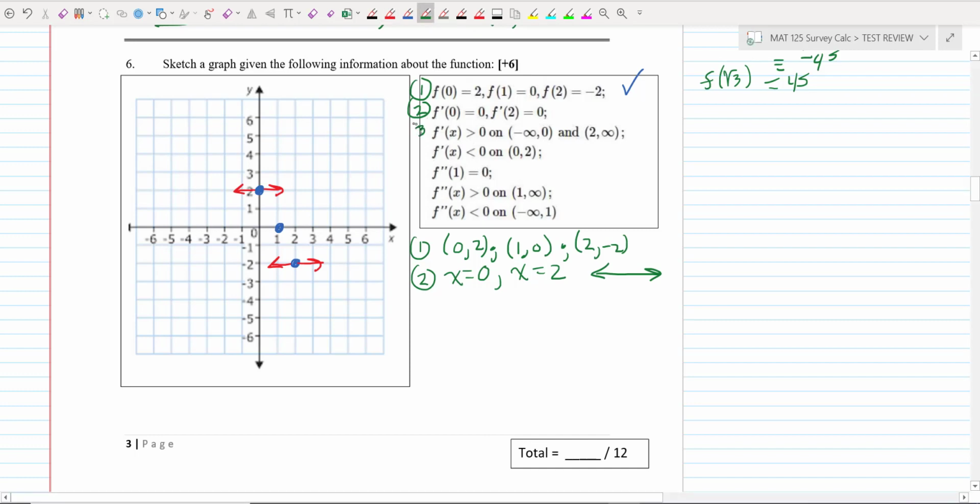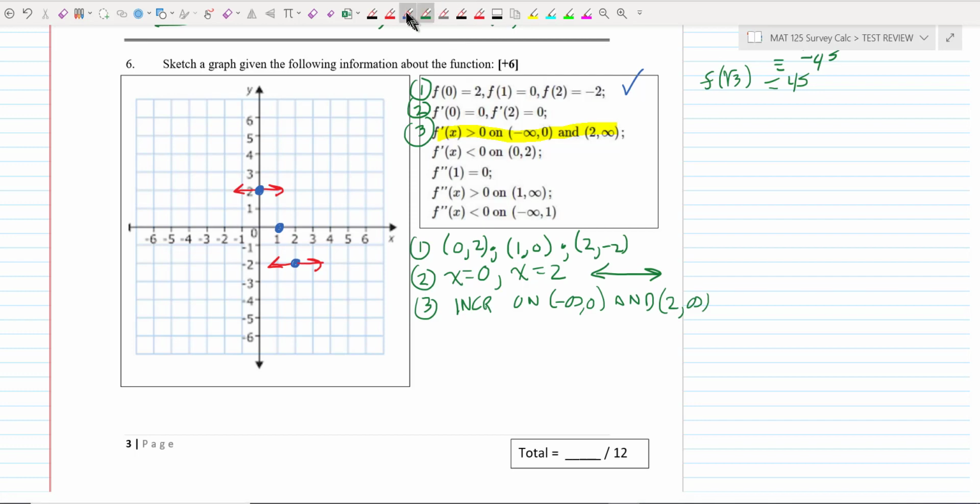Okay, number 3 is this statement, and first of all, let's break this up into two parts. The first derivative is positive. If the first derivative is positive, greater than 0, that means this function is going to increase on negative infinity to 0 and to infinity. So that's what that means. Okay, so that's statement number 3.